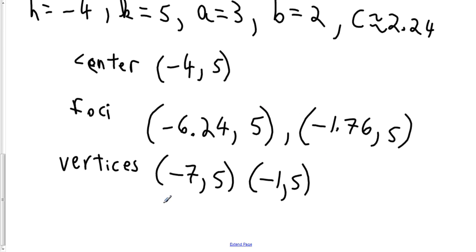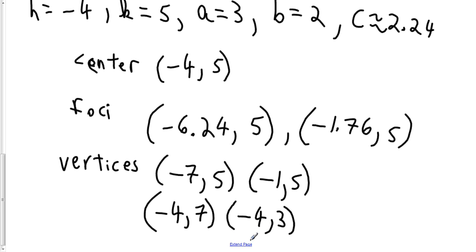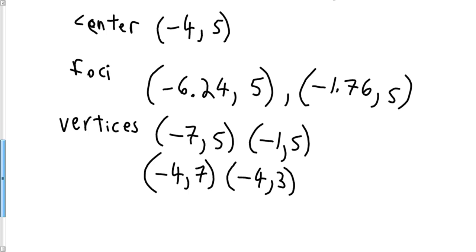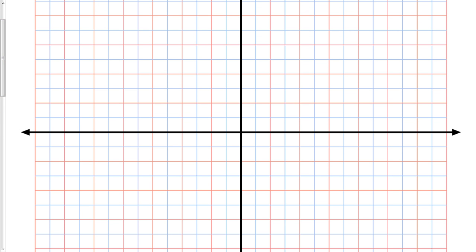And then there are the vertices of the minor axis. For the vertices of the minor axis, those are both b units away from the center, but they're b units vertically, up and down. So b units from negative 4, 5 up is negative 4, 7, because we're adding 2 to the y value. And 2 units down would be negative 4, 3. So those are the vertices. And then all we have to do to graph this ellipse now is graph all those points.